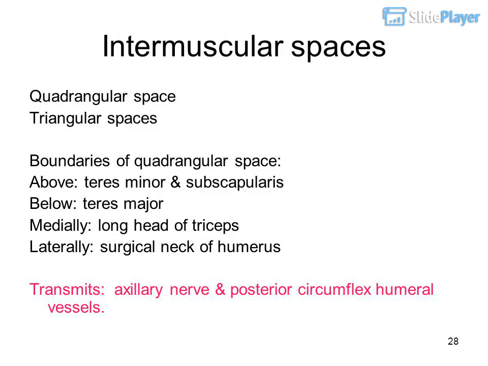Intermuscular spaces: quadrangular space and triangular spaces. Boundaries of the quadrangular space. Above: teres minor and subscapularis. Below: teres major. Medially: long head of triceps. Laterally: surgical neck of humerus. Transmits: axillary nerve and posterior circumflex humeral vessels.